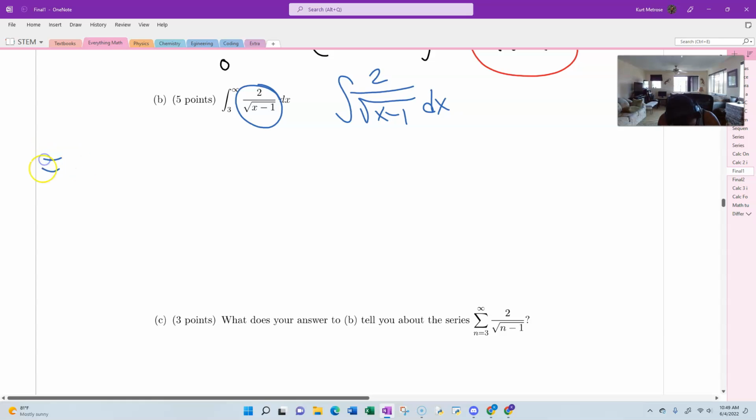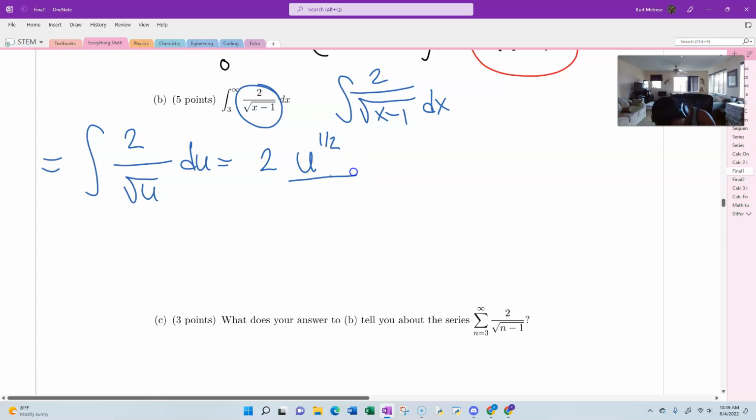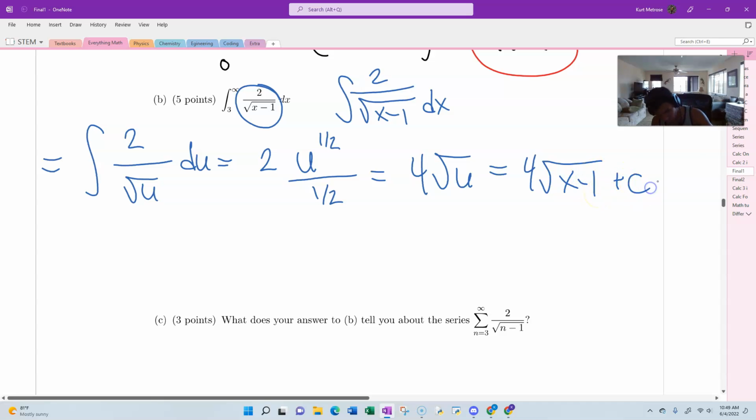If we solve this indefinite integral, doing a u sub, you can change it, and it turns into 2 to the 1/2 u, and then dx just turns into du. And then this turns into what? 2 u to the 1/2 divided by 1/2, which is equal to 4 square root u, right? Plus c. And let's just change it back into 4 square root of x minus 1. So this part, everyone knows this already, right?